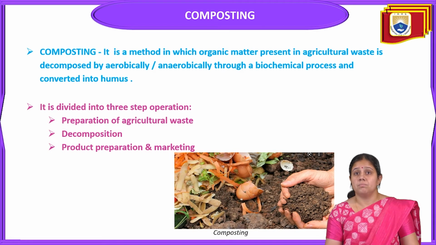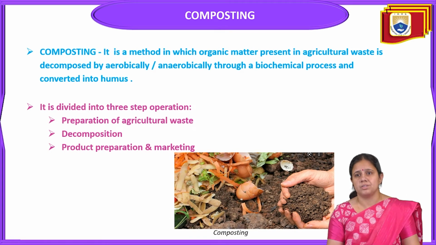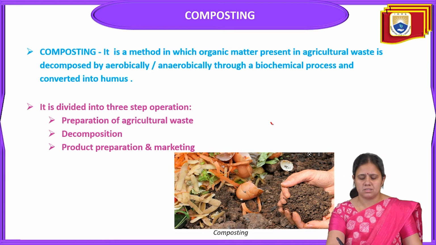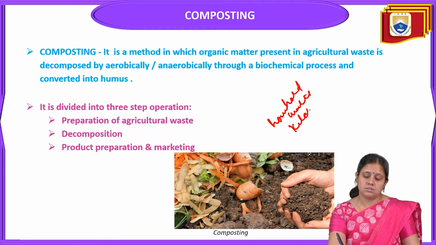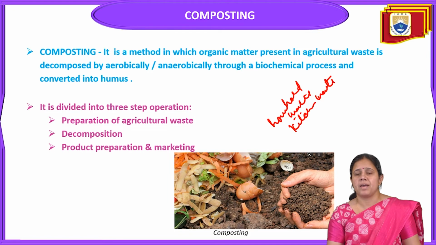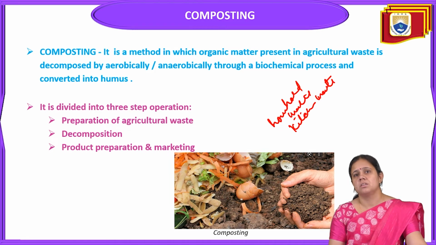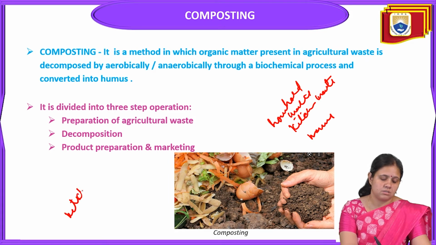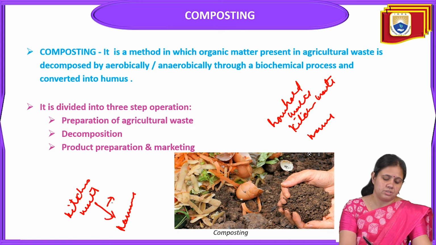Now, the method which we can adopt for municipal solid waste is composting, because composting converts the organic matter of household waste, that is kitchen waste, into manure by the activity of aerobic or anaerobic bacteria through biochemical processes, and it converts it into humus. Humus is a manure. So the kitchen waste is converted to manure by the activity of aerobic bacteria.